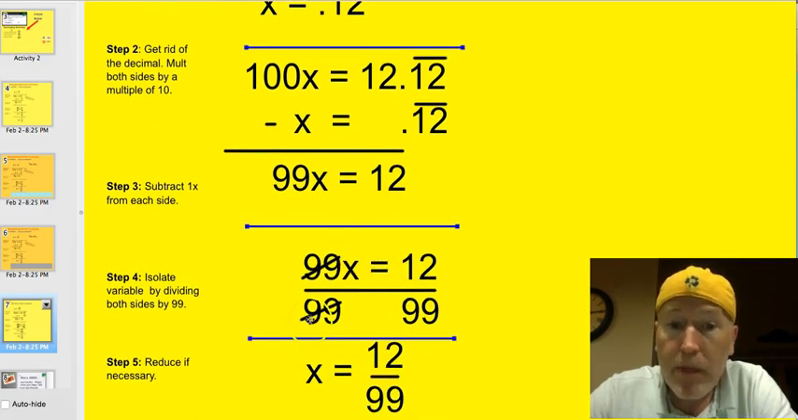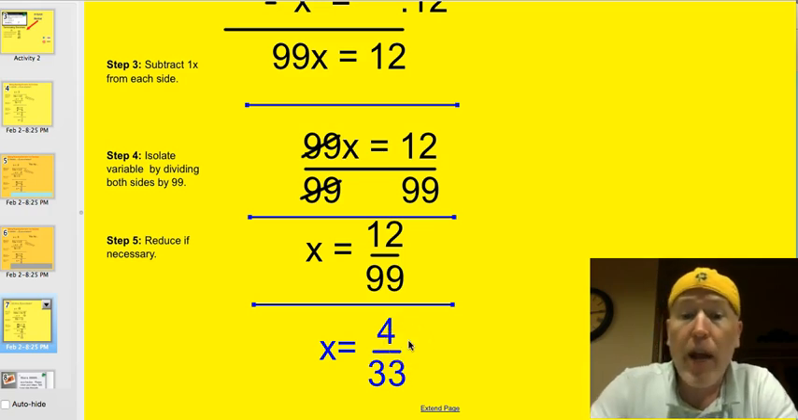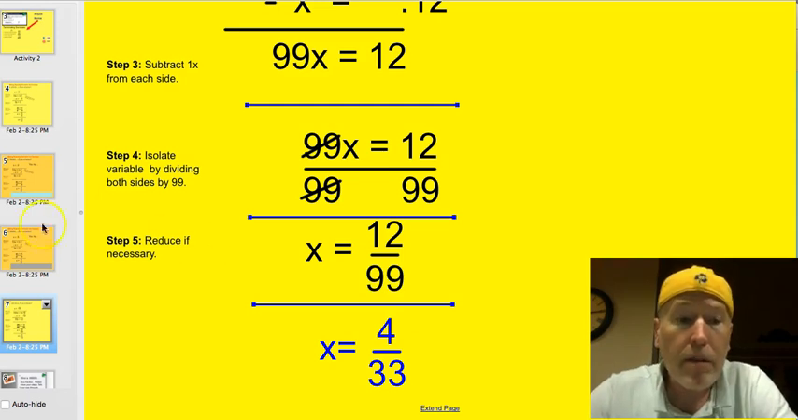One-step equation time. Divide by 99, they cancel out. This side, you end up with 12 over 99, which you can actually reduce down to x equals 4/33. It wasn't that bad, was it? No, you guys are awesome.